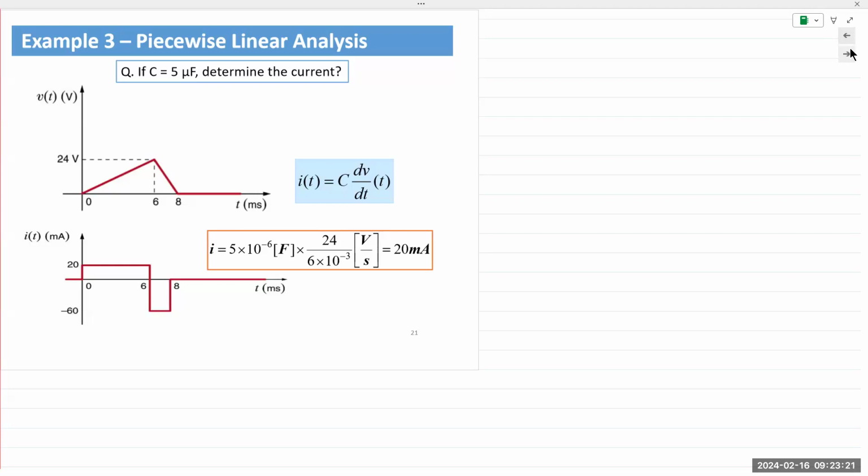Okay, so in this first example, you are given the voltage and you're asked to find the current. In the second example, you're given the current and you're asked to find the voltage. Again, these reference a capacitor, but you could switch out examples 3 and 4 and use an inductor, and they would work exactly the same. All right, so let's begin. What do we do in piecewise linear analysis? Well, exactly as the name suggests, you take the input signal and break it up into small pieces.